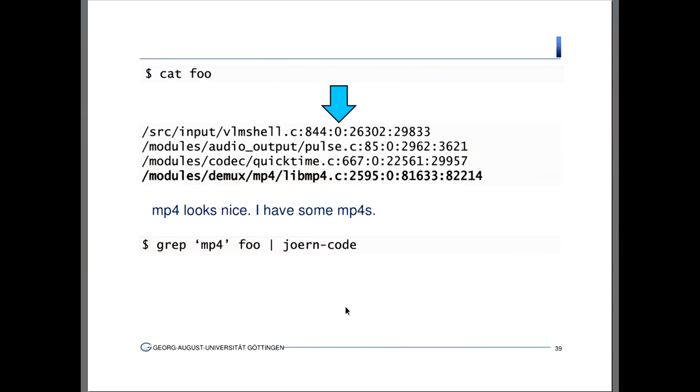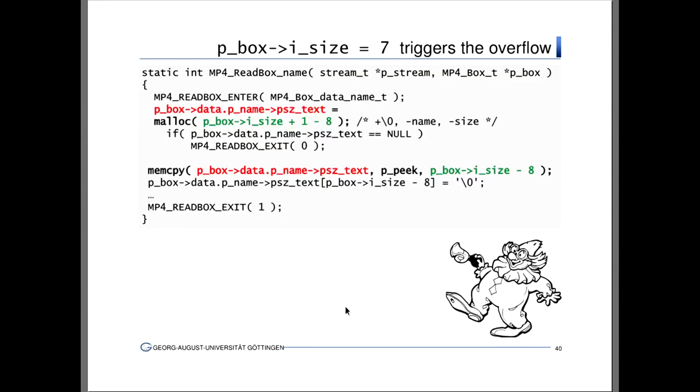And we have a file containing locations that match. So catting that file gives us 4 hits. And I immediately said, oh, wow, okay, MP4 looks nice. I have some MP4s, right? So let's look at the MP4 stuff, and then you can pipe it into yearn code, which will give you the code, right? So this is what you find.